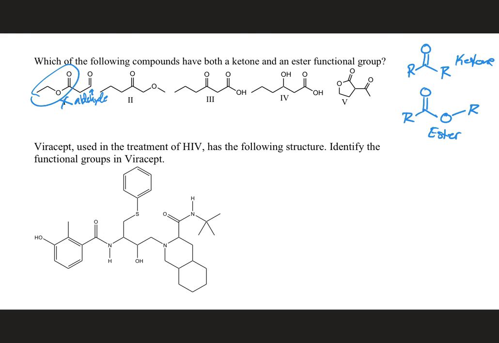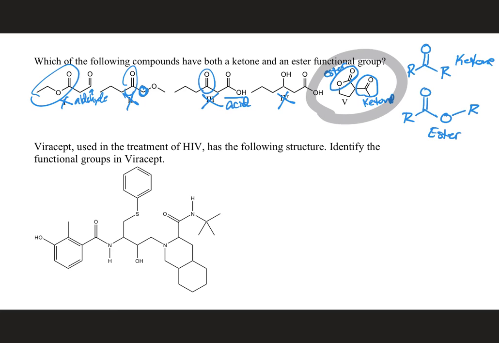not 1. 2 has the ketone here, but this is an ether. Because there's this carbon right there in between, this is not an ester, so that's wrong. In 3, we have a carboxylic acid and a ketone. There's a ketone, but because that's an acid, not an ester, 3 is incorrect. Same with 4. We have an alcohol and a carboxylic acid. This molecule 5 has an ester here, and this is a ketone, and so the correct answer is that one.